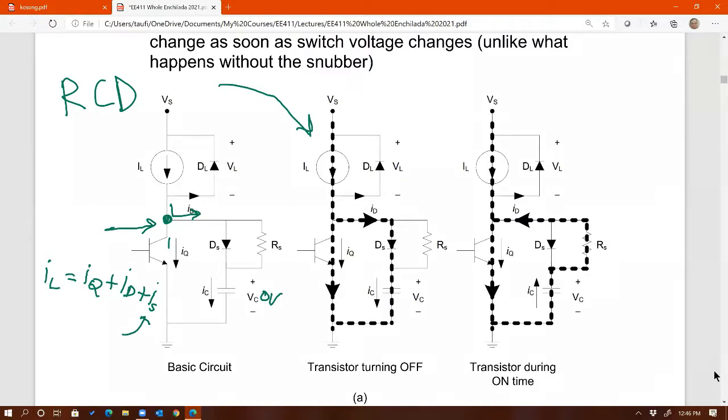Okay, and then we are turning off the switch. Now we're going to turn off that switch. That's the picture right here.